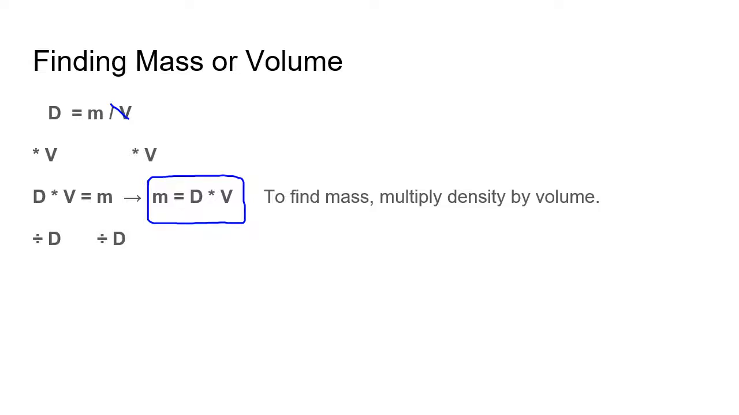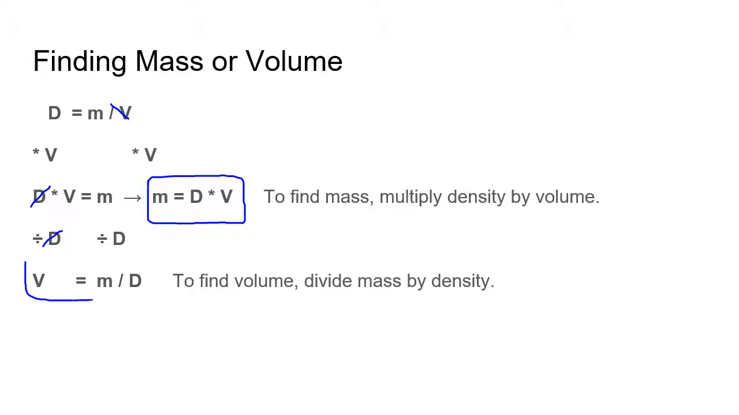If we divide both sides by density, that'll cancel that out. Volume equals mass divided by density. So to find volume, all you need to do is divide the mass by the density. And we're going to give both of these problem types a spin.